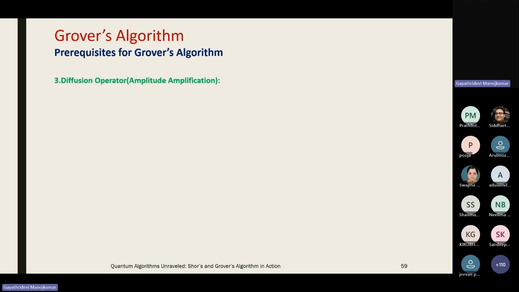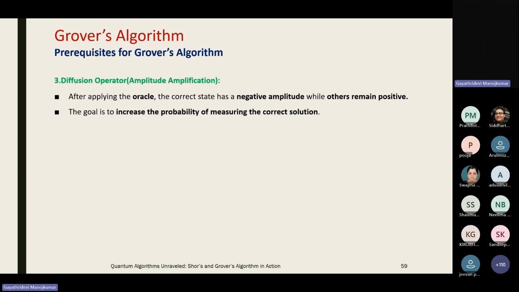The next one is known as the diffusion operator. This is what I have been talking about, that is called amplitude amplification, where interference is implemented. After applying the oracle, the correct state can have a negative amplitude while the others remain positive.